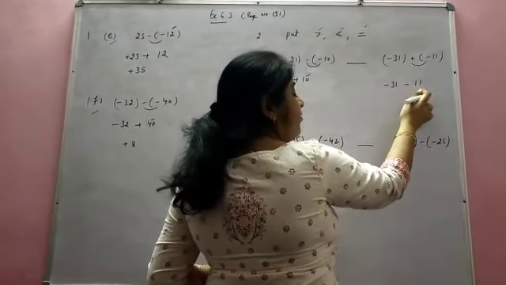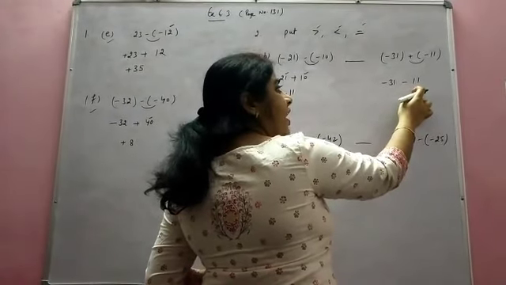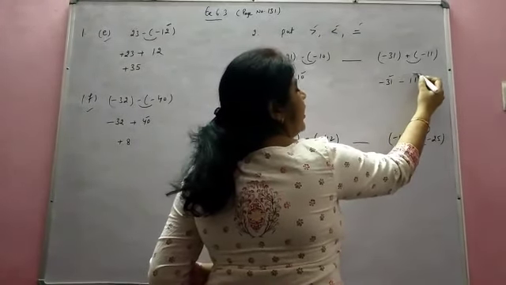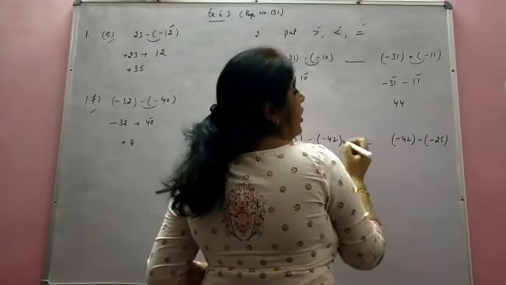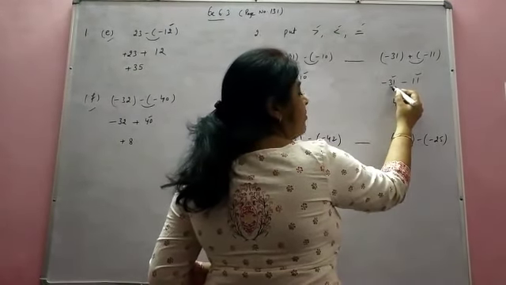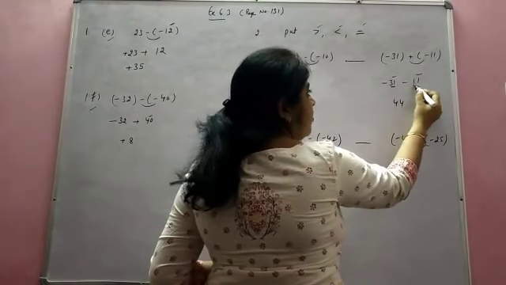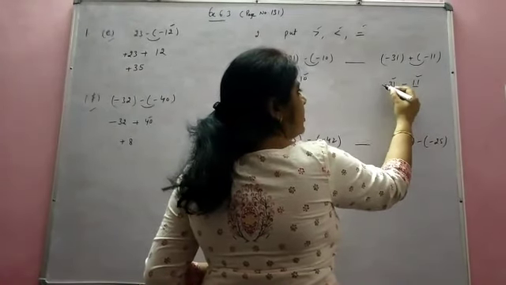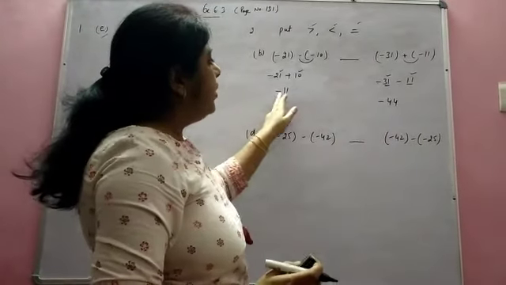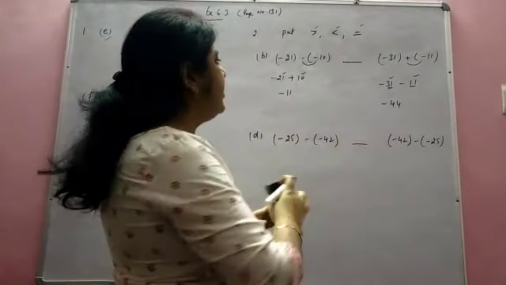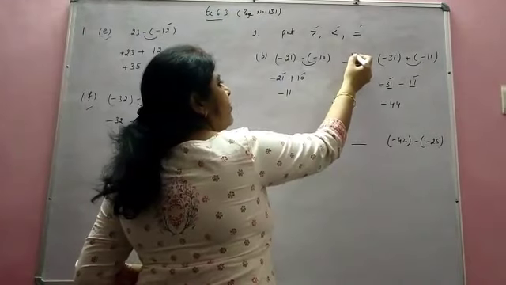Solve it. Two signs come together. If two negatives are there, then we add the integers. So we will add the integers. The answer would be 44. And which sign will come here? Which number is greater, 31 or 11? 31. So which sign does it have? Minus. So minus will be there. Now put the sign. Which one is greater? Minus 11.